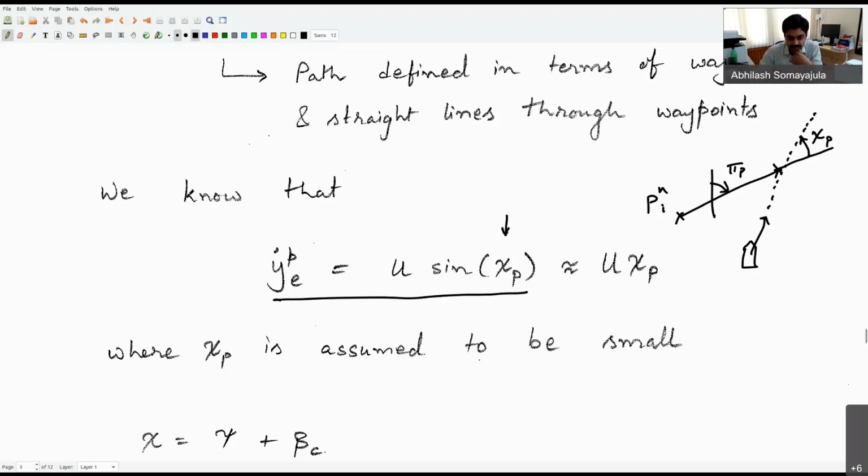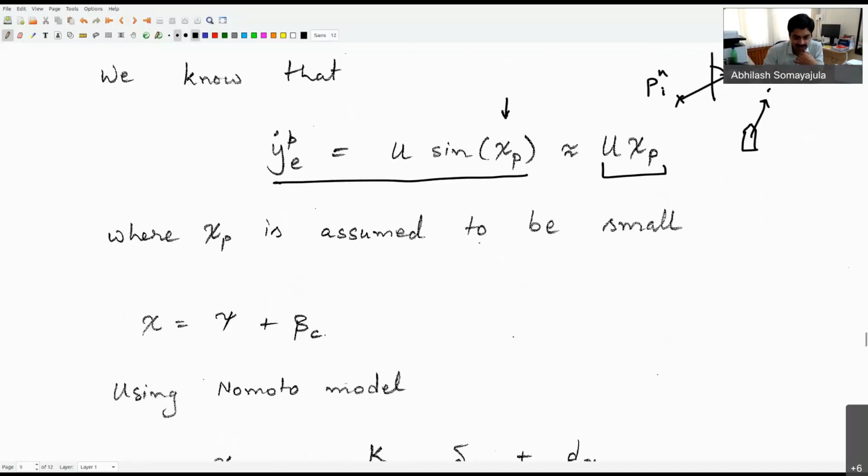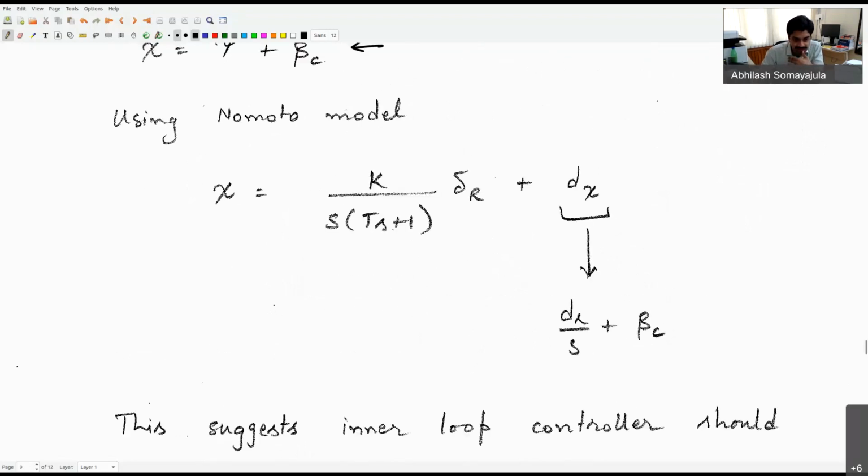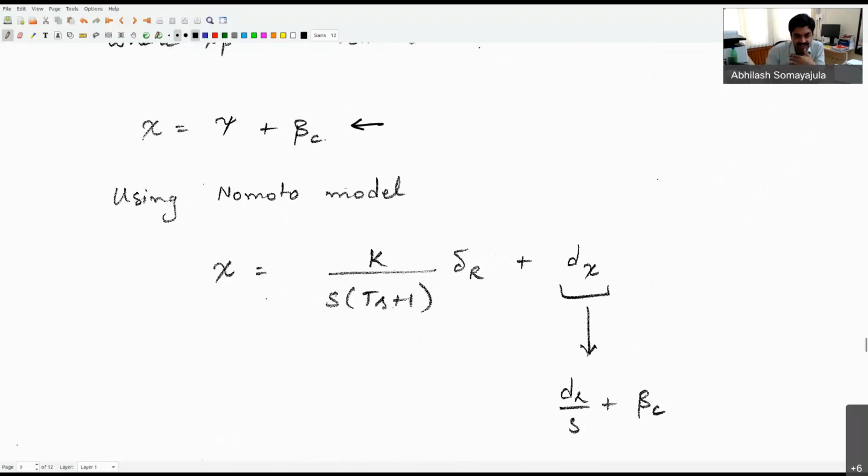Now, if the angles are small enough, we are assuming that we are more or less following a straight line path, I can assume this angle to be small enough, which will allow me to make this approximation: Yp e dot is u times chi p. Now, we know that chi p itself is the heading angle plus the so-called crab angle, where the crab angle is nothing but the drift angle, basically. And using our Nomoto model, we can replace this heading angle.